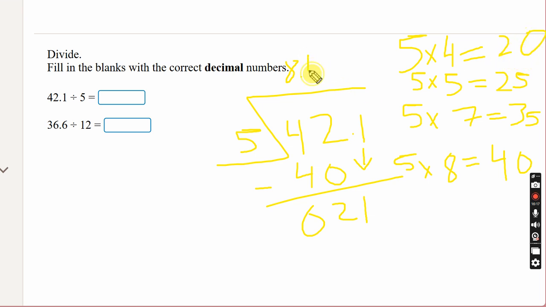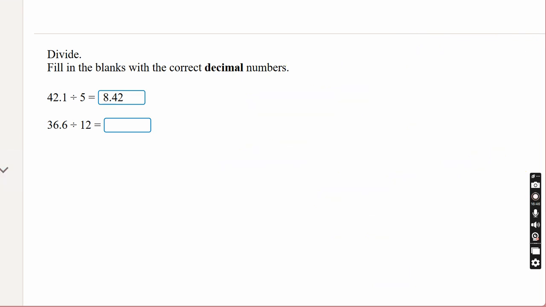20, so we put a 4 above 20. And then we subtract here, we get 1. And then again, 1 is too small for 5. Even 5 times 1 gives you 5. So there is no number that is smaller than or equal to 1 in the multiplication of 5. So what do we do? We add a 0 here. Okay, and 5 times 2 is 10. So we just put a 2 there, and there you go, you get the answer, 8.42.